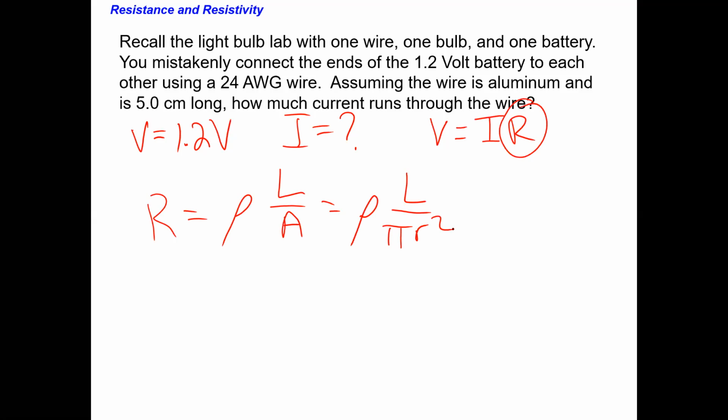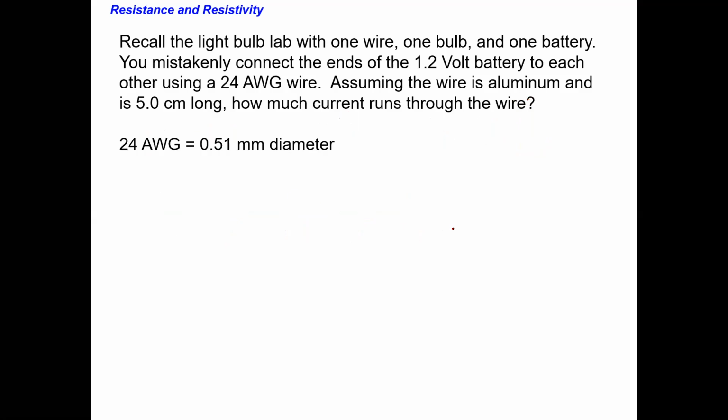Now we've got the length of the wire. We can look up the resistivity of aluminum. One thing we don't have is the radius of the wire. Well, let's see if we have any information about that. It says 24 AWG. 24 AWG means that the diameter of this wire is 0.51 millimeters. So if that's the case, then the radius of my wire is 0.252 millimeters. This is 2.52 times 10 to the negative 4 meters.